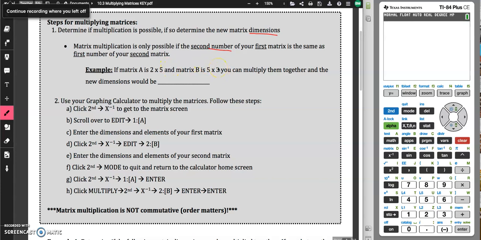So it says here if matrix A is 2 by 5 and matrix B is 5 by 3, you can multiply them together and the new dimensions would be blank. So to figure out if you can multiply two matrices together, it's easiest just to write out the dimensions. So we're going to write out 2 by 5. And then next to that, I want to write out the other dimensions, 5 by 3. Now putting them next to each other, maybe throw a multiplication sign in between, makes it really easy. What you're looking for is if the two inside dimensions match. So those have to match in order to be able to multiply.